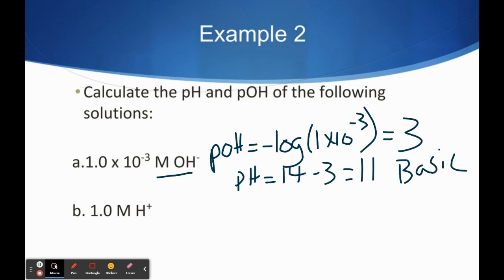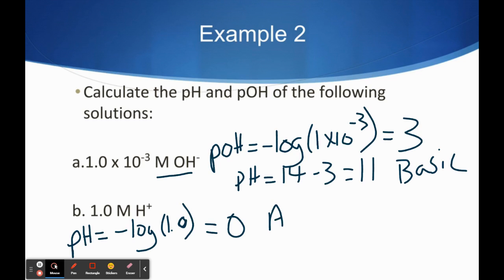So now for solution B, we have an H+ concentration of 1.0 molar. So to calculate pH, we would do the negative log of 1.0, which gives us a pH of 0, which tells us that the solution is acidic. The problem also asks us to find pOH. So pOH we would find by doing 14 minus 0, which gives us a pOH of 14.